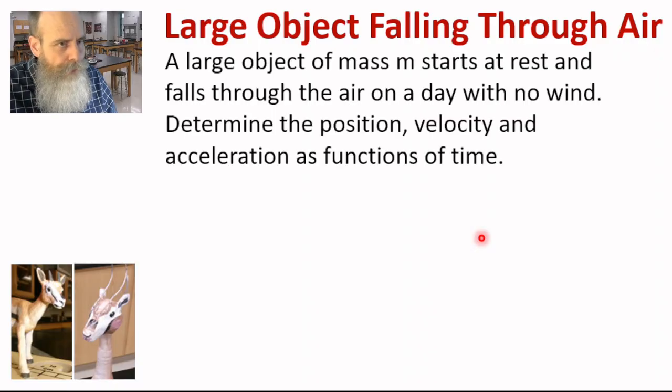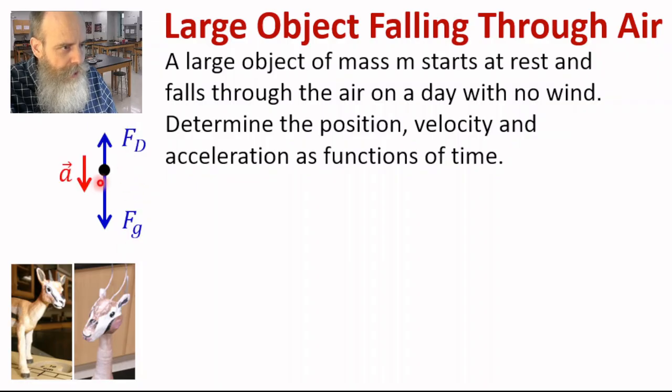So a large object of mass m starts at rest and falls through the air on a day with no wind. Determine the position, velocity, and acceleration as functions of time. Here's our free body diagram. The dot represents the object, force of gravity downwards, Fg, drag force upwards, Fd, acceleration is down, and let's take the x-axis to be positive going down, and we'll start at x equals 0 when t equals 0.